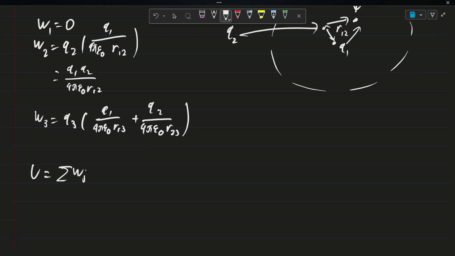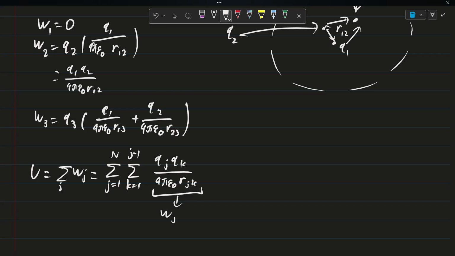So the sum of the Wj's, and so the Wj here, if you look at the pattern, this would be the sum of j equals 1 until n, the sum of k equals 1 until j minus 1 of Qj Qk over 4 pi epsilon 0 Rjk. Now if you notice here, this could be denoted as a matrix. So you could have a j by k, and you're basically only summing this certain part here. So the one at the lower triangle, like so.